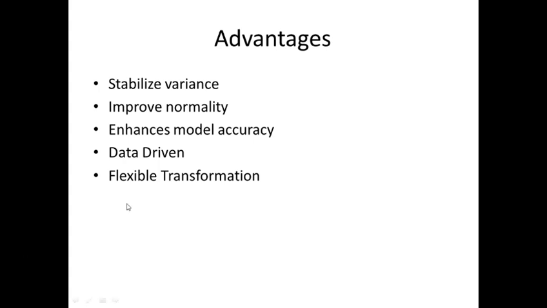And improve normality, transform skewed data, especially right skewed. The data can be skewed in two types: right skewed and left skewed, to be more normally distributed. Many statistical methods, for example linear regression or ANOVA, assume normality of residuals.